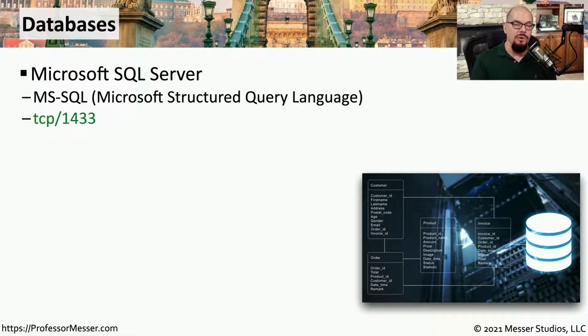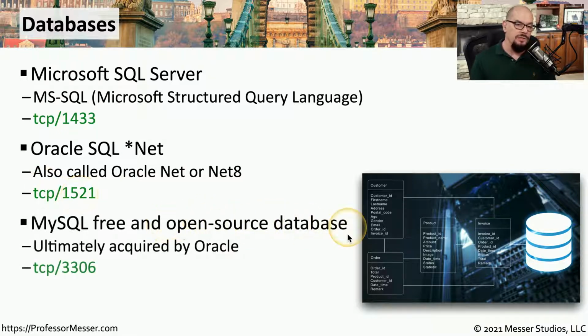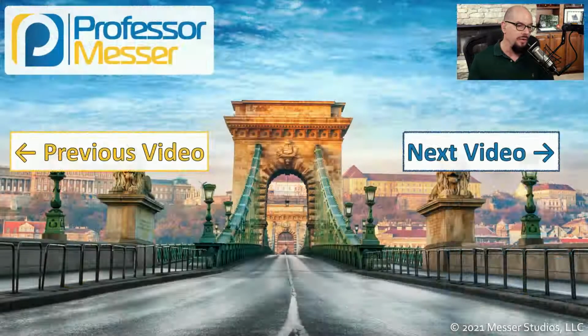Another common service on our networks is access to a database, and there are specialized protocols used depending on the database that you're using. For example, if you're using Microsoft SQL Server, that's the Microsoft Structured Query Language, then you're communicating using TCP over port 1433. If you're using Oracle's SQLnet, you may see this also referred to as Oracle Net or Oracle Net 8, then you're using TCP with port number 1521. And if you use the open source database of MySQL, which has now been acquired by Oracle but is still an open source database, then you're probably using TCP port 3306.